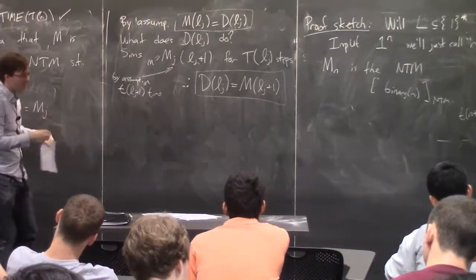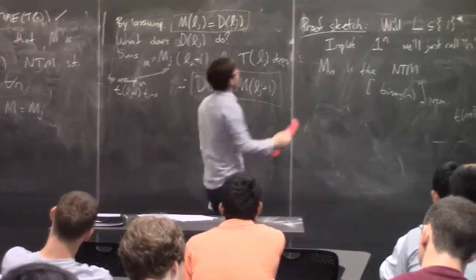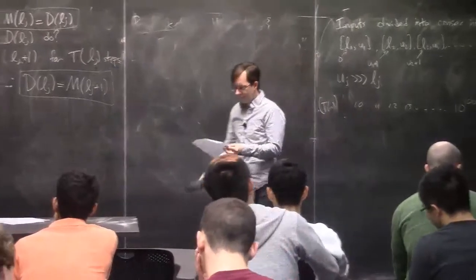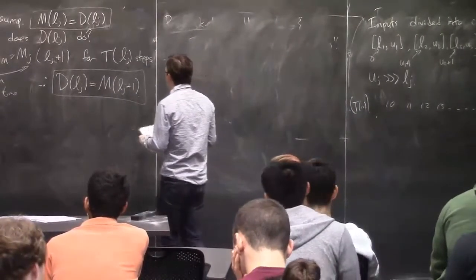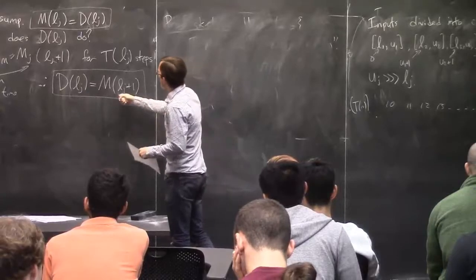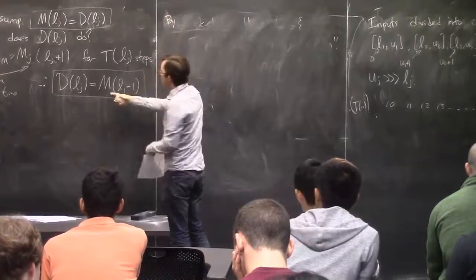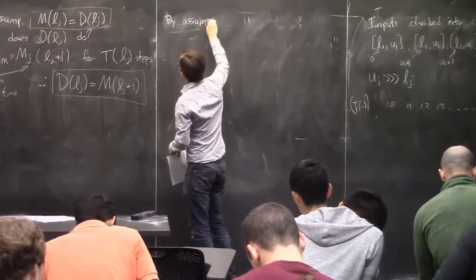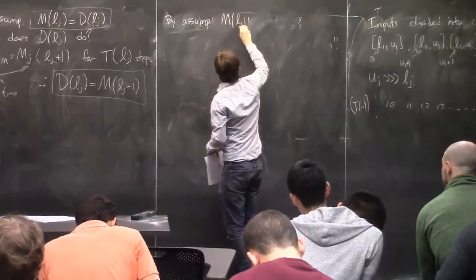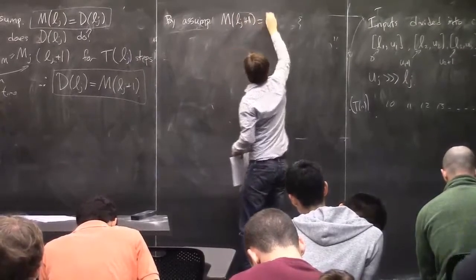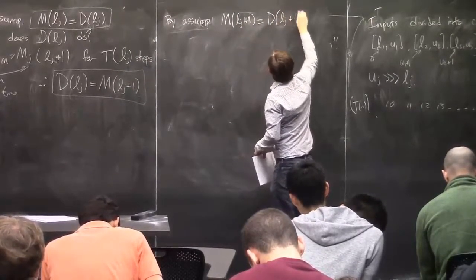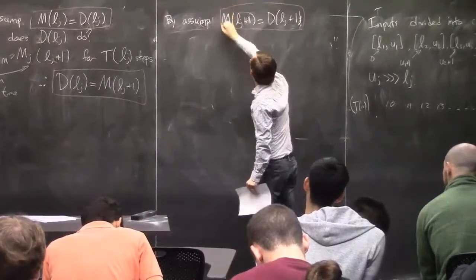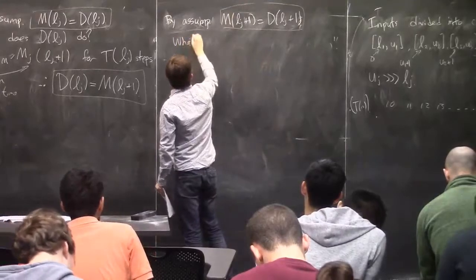So let me do one more step of this game before we skip to the end game. So good. By assumption, again, M equals D everywhere, supposedly. So by assumption, M on Lj plus 1 equals D on Lj plus 1. OK, but again, we'll ask ourselves, well, what does D do on Lj plus 1?